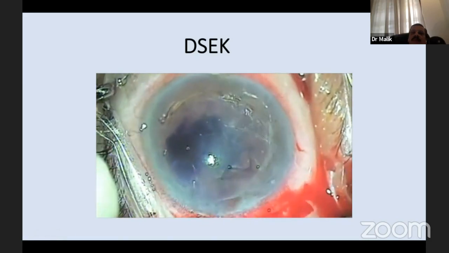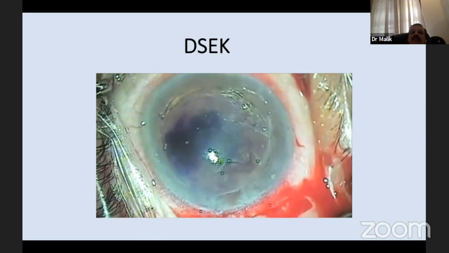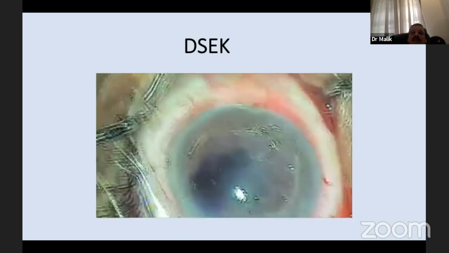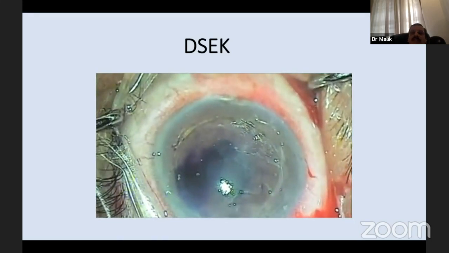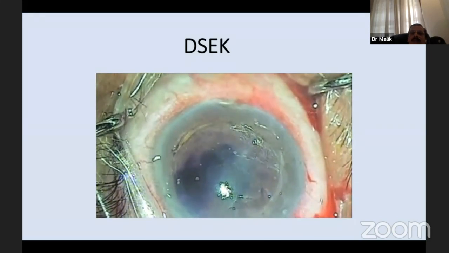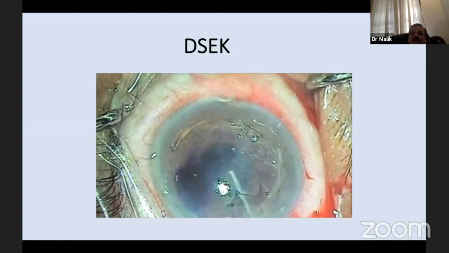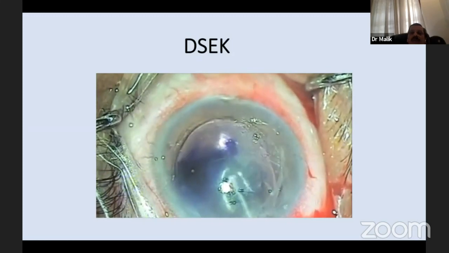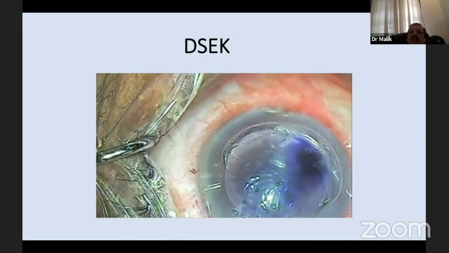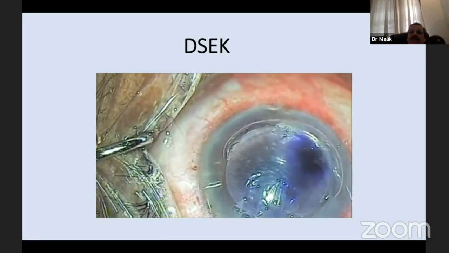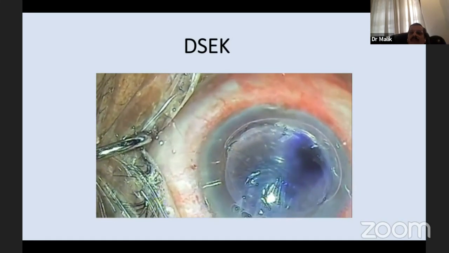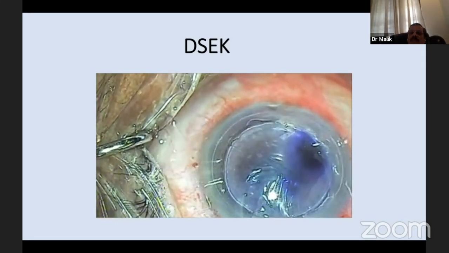And with the help of a needle, I replace the DSEK graft into the antechamber and center it. And with the help of an air bubble, I secure the graft to the stroma. So it should be a little bit tight antechamber so that it will attach to the stroma. If you leave the air bubble for 20 minutes and take it out, that is enough. It will attach by itself because of the endothelial pump mechanism.